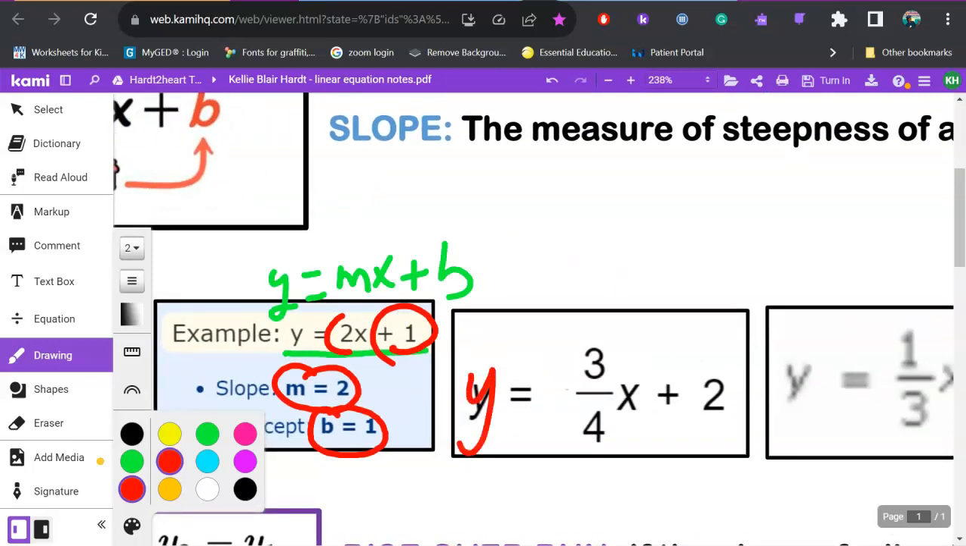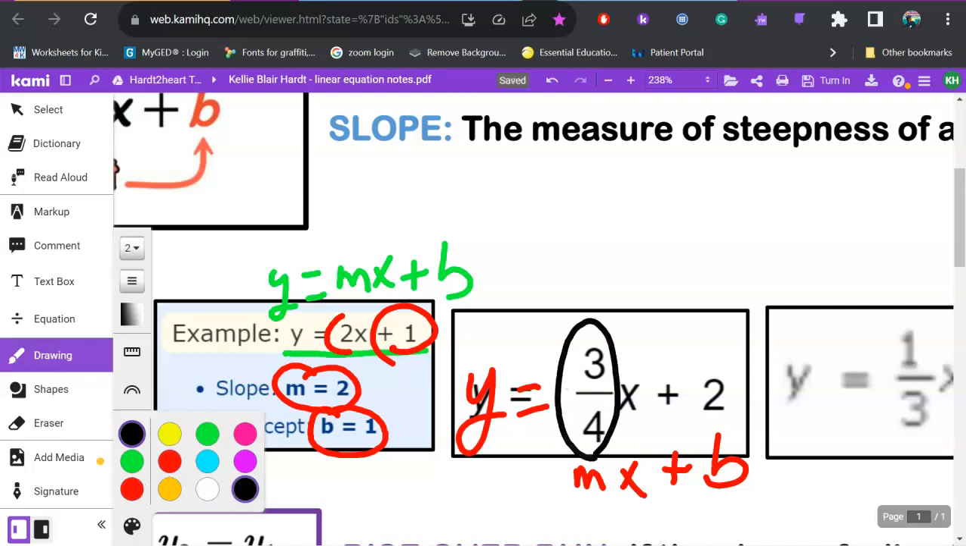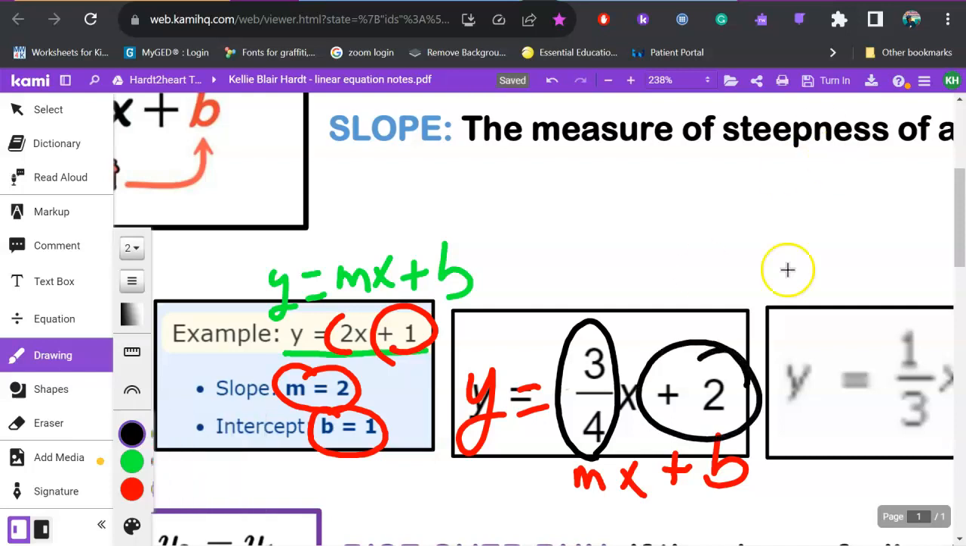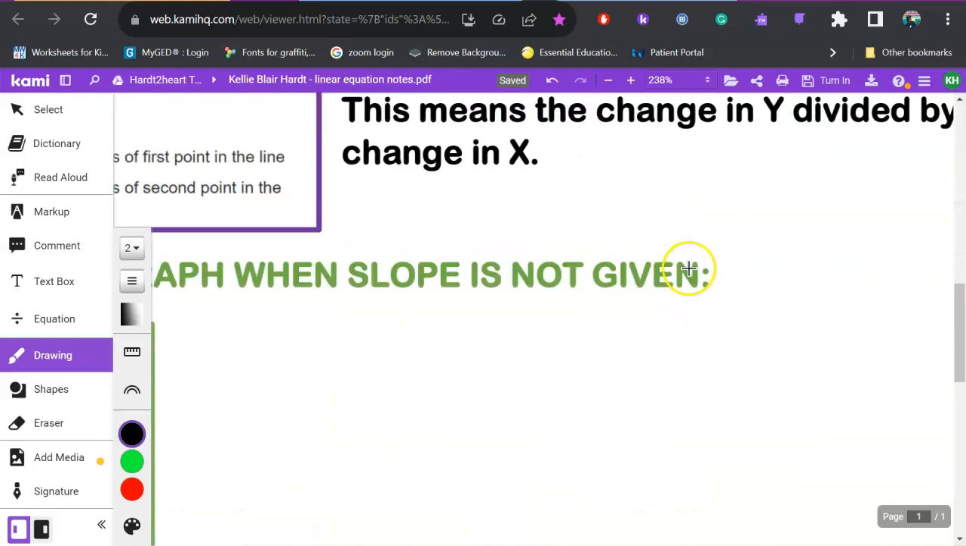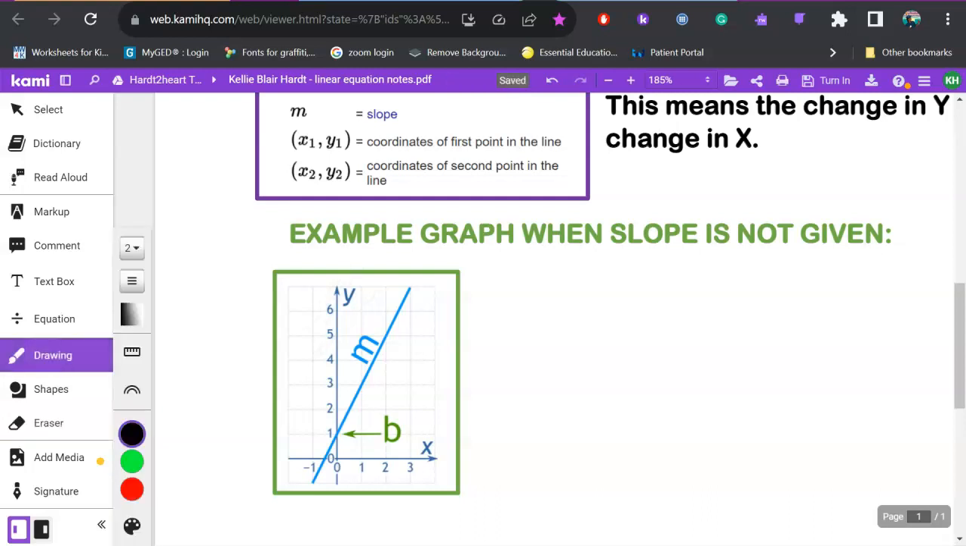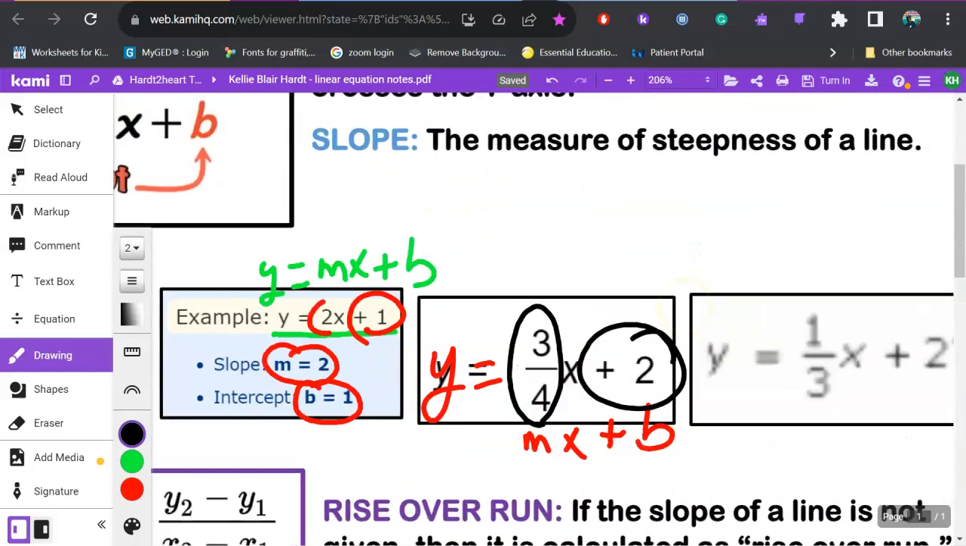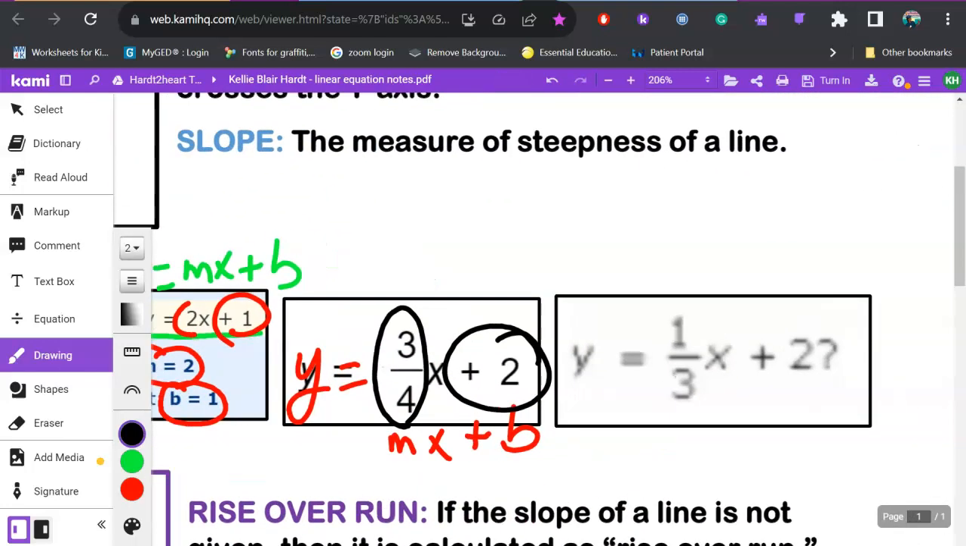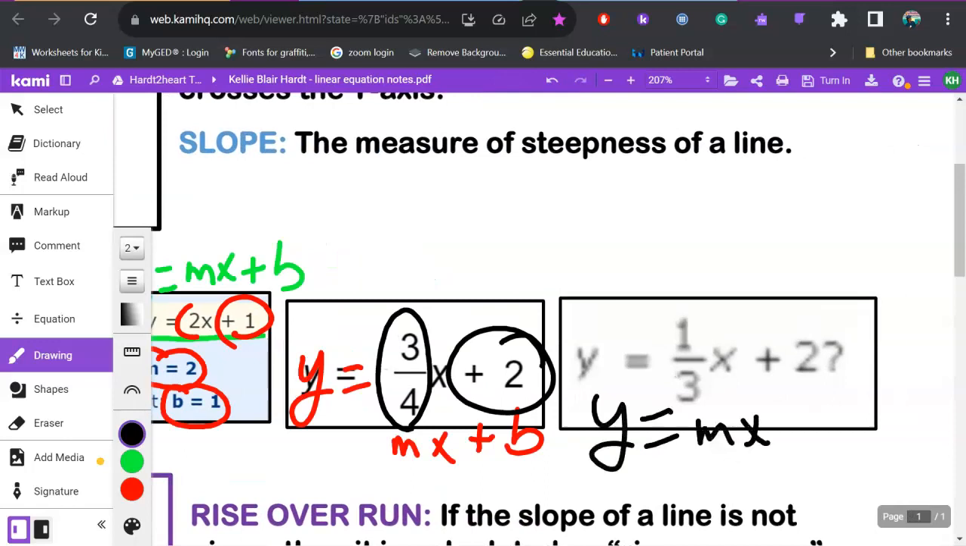Same thing whether it's like this: y equals mx plus b. In this case, our slope number, the m number, is 3/4, and the b number, the y-intercept, is 2. With this one, if the y-intercept is 2 and I were to graph that, remember the y-intercept, the b number, is where you start your first dot on the y line. So my y-intercept would be right here, a 2. See that? And we'll do the slope when we get there.